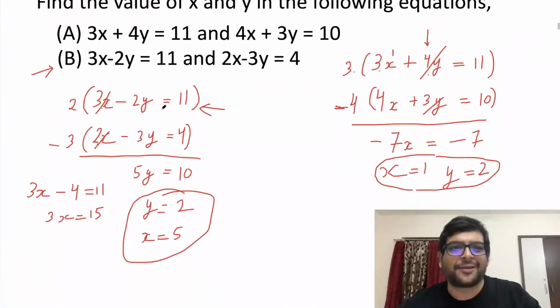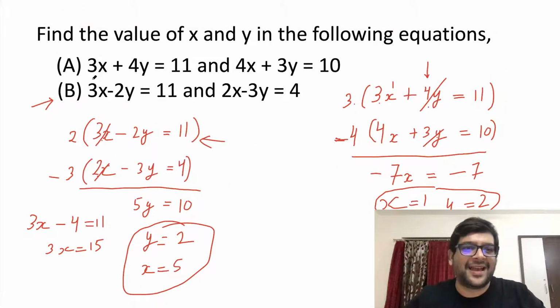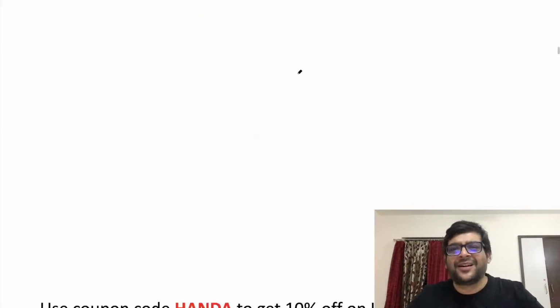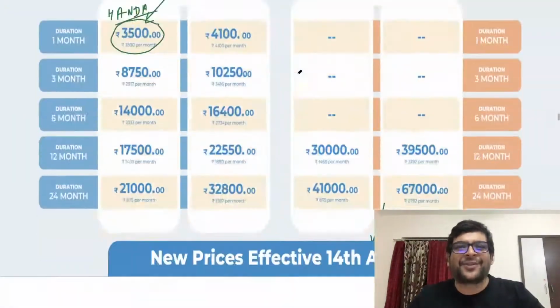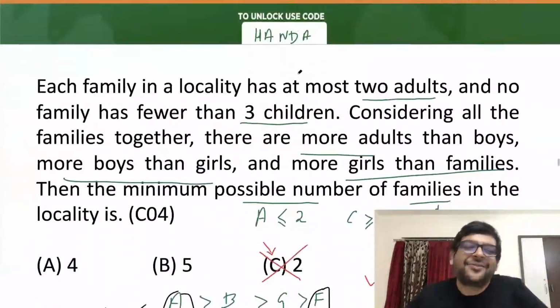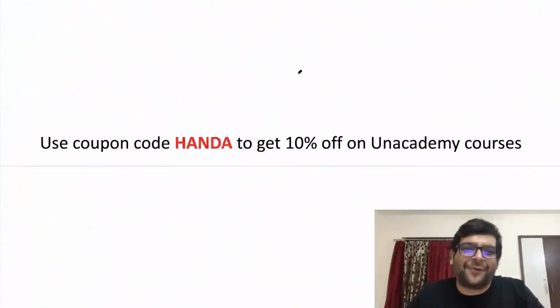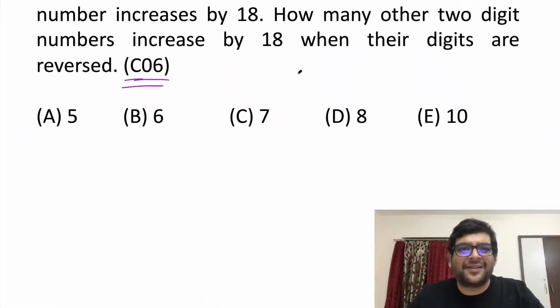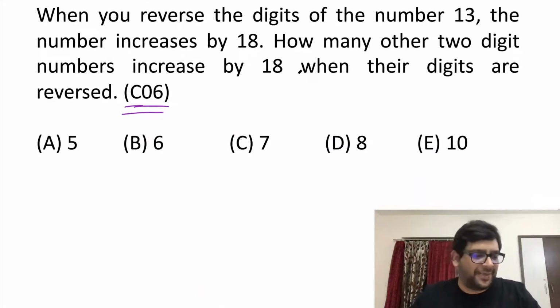We started with this question. 3x plus 4y is 11 and 4x plus 3y is 10. So if you start from here, then by the time you get to CAT level questions... directly solving CAT level questions is obviously tough. That is why I recommend starting from the beginning.